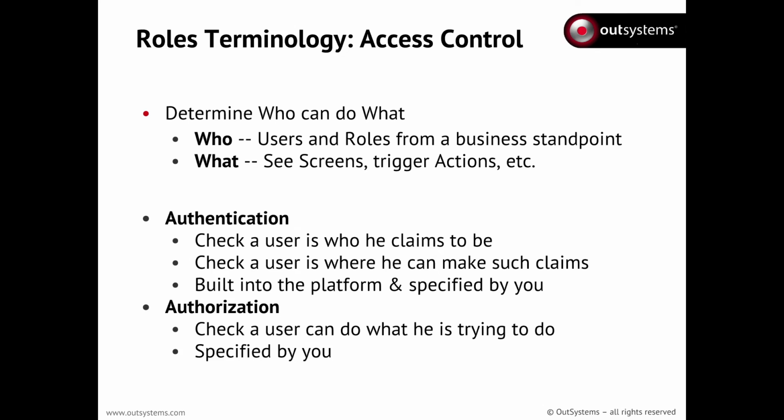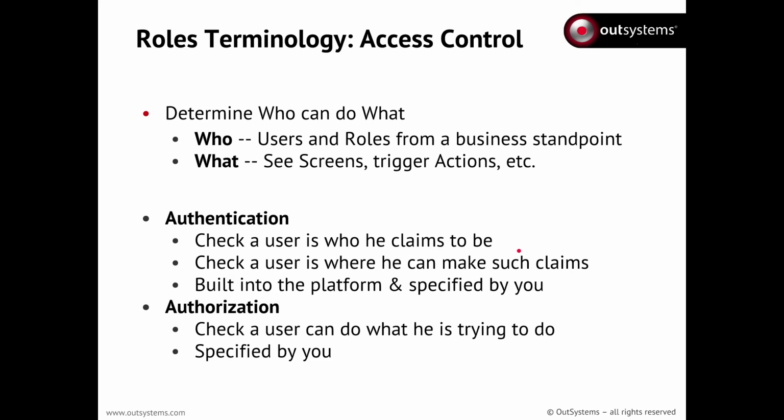A quick terminology check. Access control. Access control is determining who can do what. Who meaning users and roles from a business standpoint, and what is to see screens, trigger actions, and so forth. This is access control. And for access control, we need two things that have very similar names but are very different. Authentication, which is checking authenticity. Checking a user is who he claims to be.